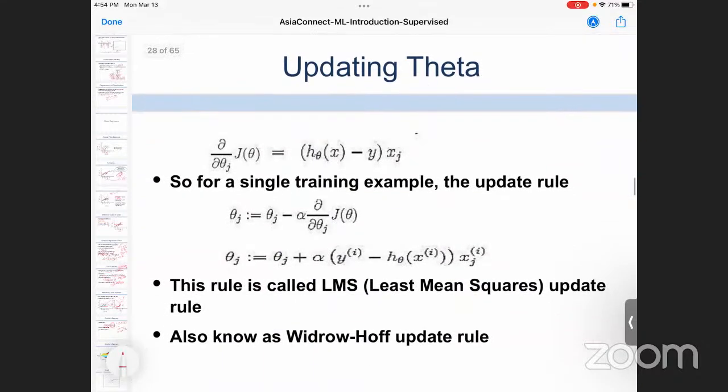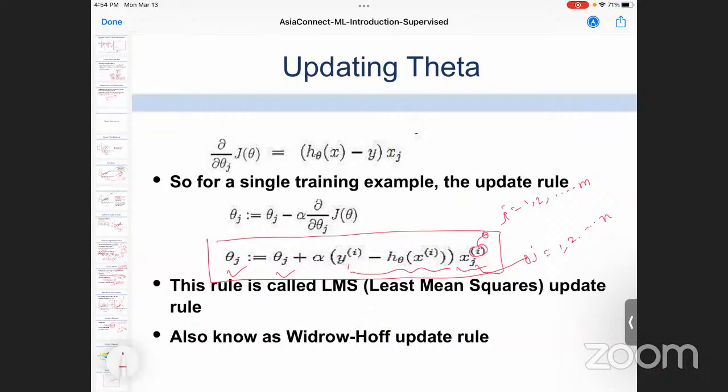And now what we need to do for a single training example is update this: theta j equals theta j plus y minus h theta x. This is the error, and this is the term for a single training example. Here the superscript is the example index, 1, 2, up to m, you have m examples. And j is the features: 1, 2, n. For each example, you have n features. That's why this term.